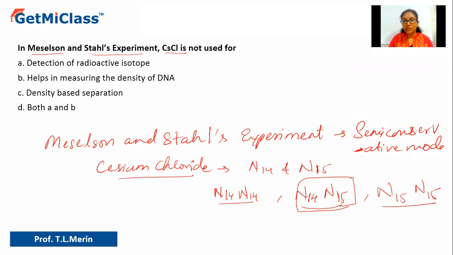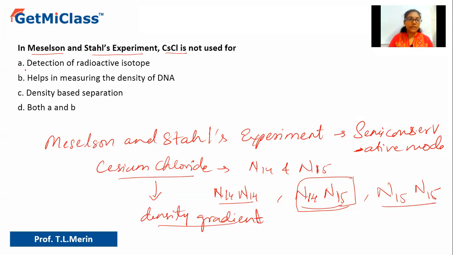Now, cesium chloride was used to create a density gradient. During centrifugation, based on the density, the double-stranded DNA will get separated depending on whether it consists of N14, N14 or N14, N15 or N15, N15. That's how cesium chloride creates a density gradient, and it helps in the separation of these double strands of DNA containing N14 or N15 or the hybrid of both.